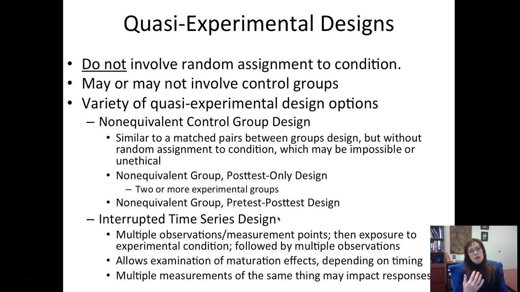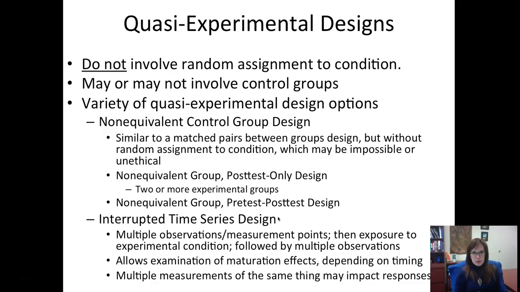And then there's also interrupted time series design. I think your book has nice pictures of all of these with the little smiley faces that are kind of helpful. In the interrupted time series design, you have multiple observations or measurement points, then an exposure to whatever your manipulation is, followed by, again, another series of multiple observations.